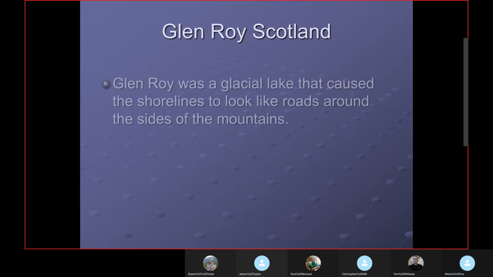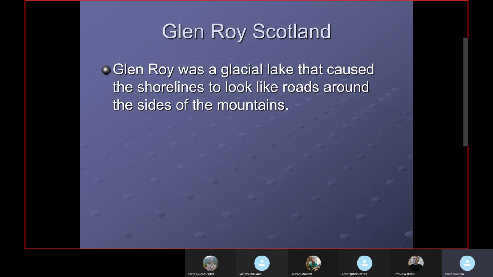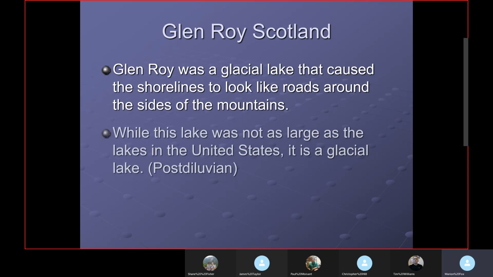Okay. Here's Glen Roy, Scotland. A large amount of my family go back to Scotland. I have German and Scottish and English blood mostly in me.